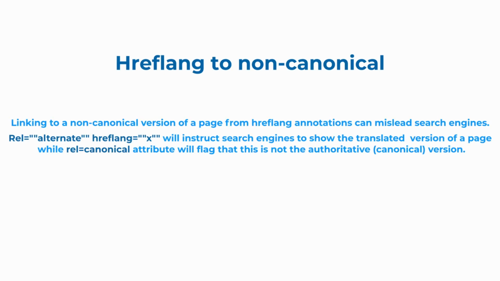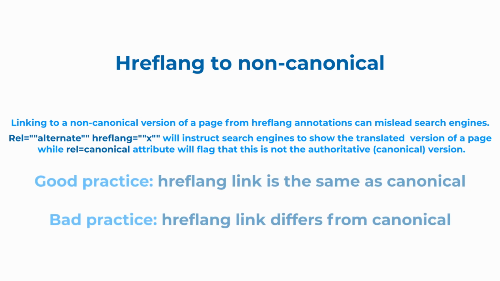Linking to a non-canonical version of a page from Hreflang annotations can mislead the search engines. Rel-alternate, Hreflang with an X, will instruct search engines to show the translated version of a page, while canonical attribute will flag that this is not the canonical version.